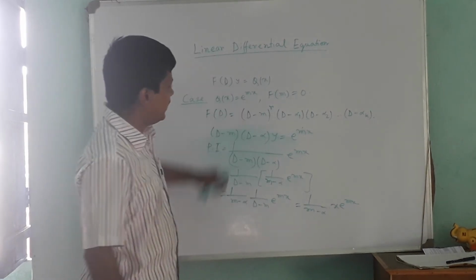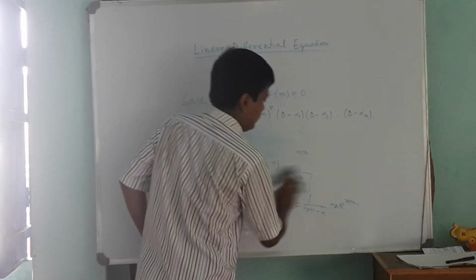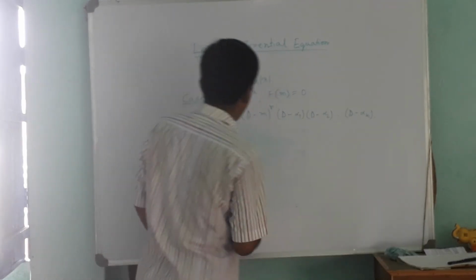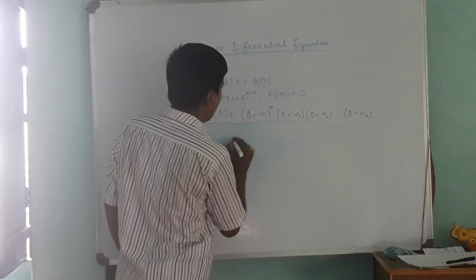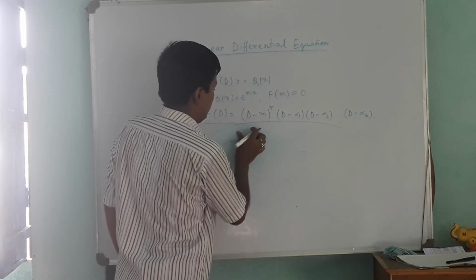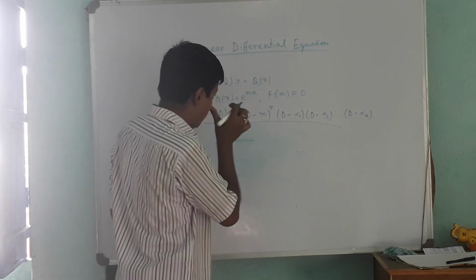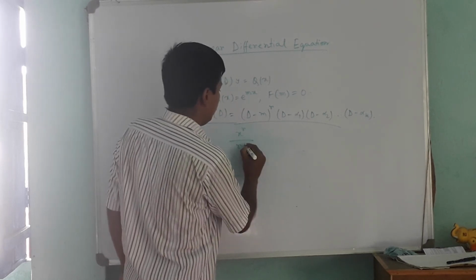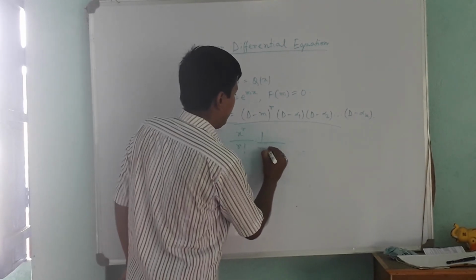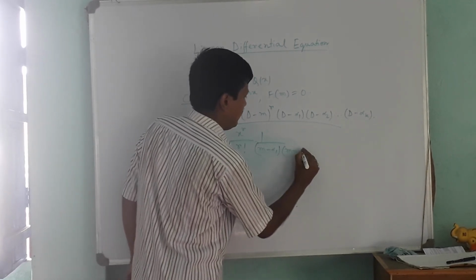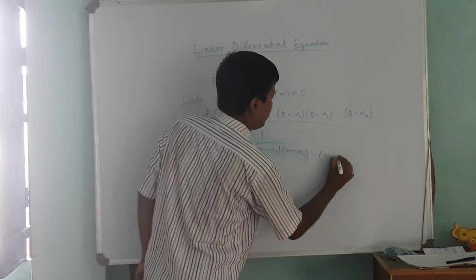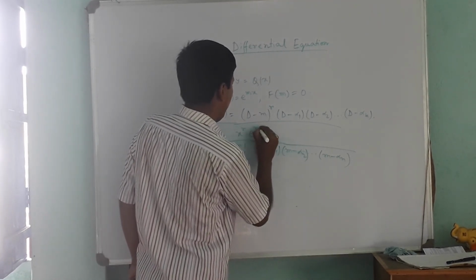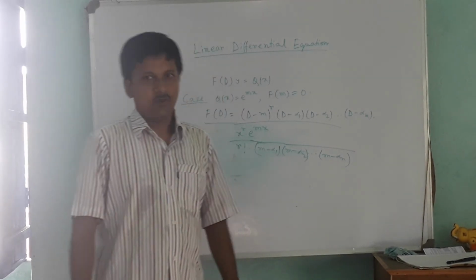In a similar way, with the same technique, we get the particular integral for this equation as x^r / r! times 1/((m - alpha_1)(m - alpha_2) up to (m - alpha_k)) times e^(mx). So now I finish today's lecture.